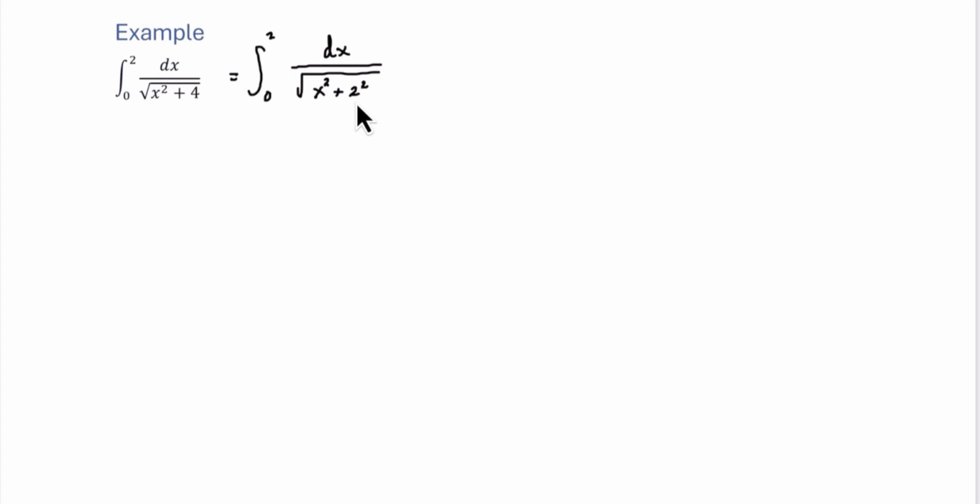In this case, the substitution that we make is x equals a tangent theta, where a in this case is 2. So we have x equals 2 tangent theta. Then the derivative is 2 secant squared theta d theta. Now we can rewrite that integral.